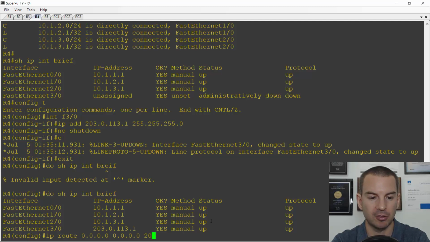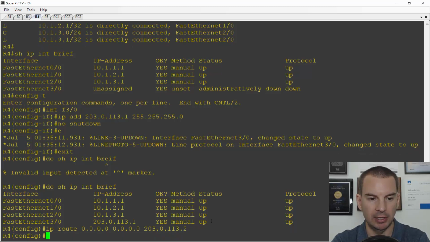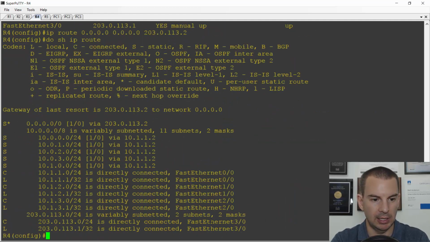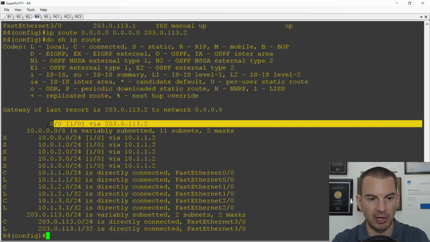And the next hop is at our service provider, which was at 203.0.113.2. And if I now do a do show IP route, I can see that the gateway of last resort has been set to the service provider at 203.0.113.2, and there is our static route. It gets an asterisk at the end of the S to indicate that this is the default static route. So that is R4 configured for now.